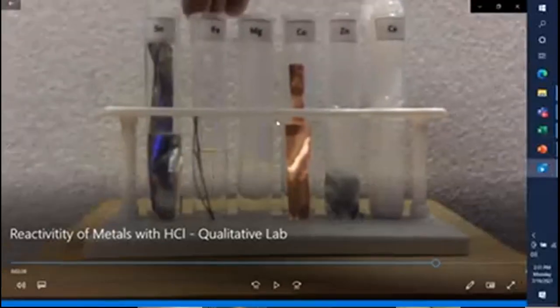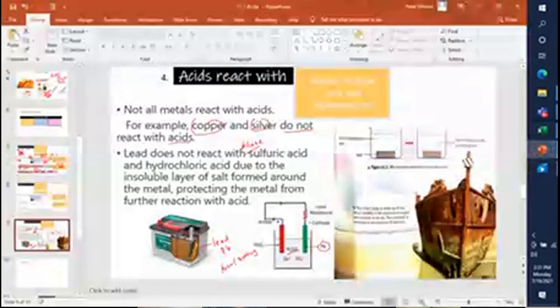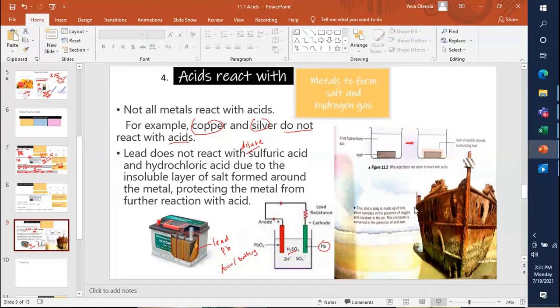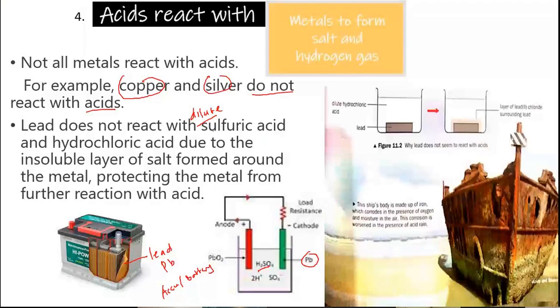Okay, that's why from our PowerPoint slide, iron reacts with acids. In the slide you can see the ship's body is made up of iron. Iron can oxidize if it reacts with oxygen from the air or from the water, which can cause corrosion. But iron can also react with acids, from acid rain, causing corrosion.